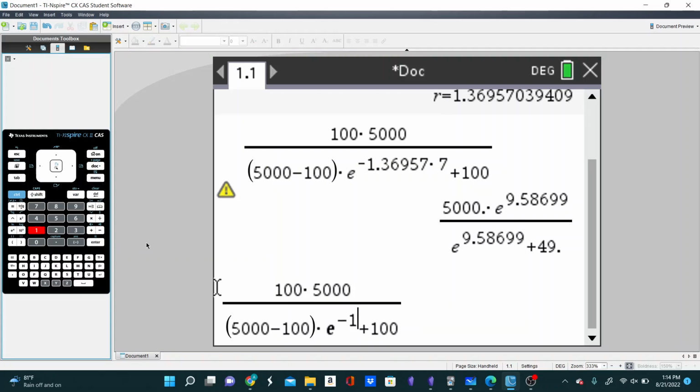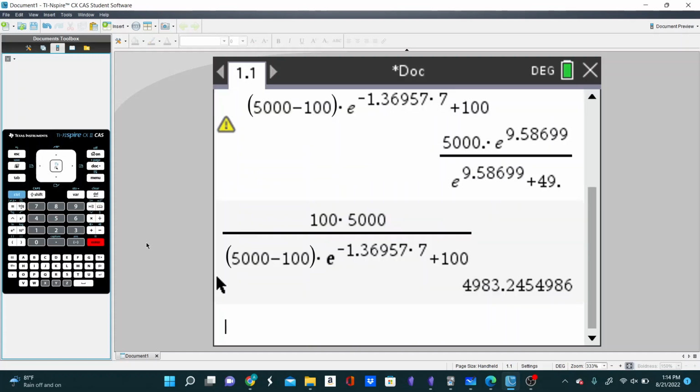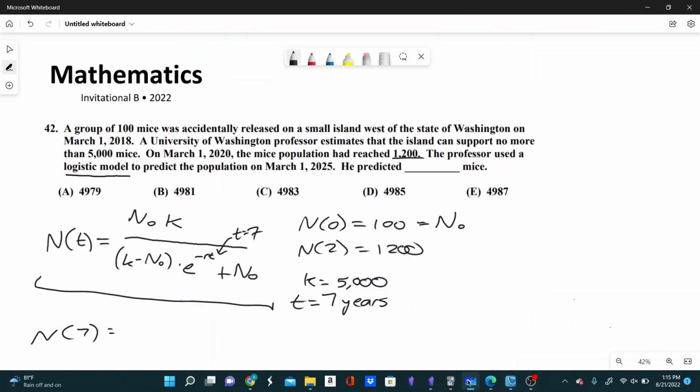So negative 1.36957 times 7. And hopefully this will give us the answer because I used the wrong E before. Yep, and so we get a population of 4,983. So let's hope that's an answer choice. 4,983, yep, that looks like it's going to be answer choice C.